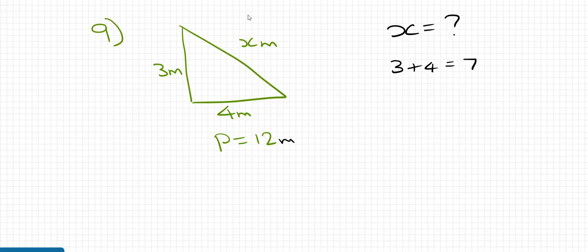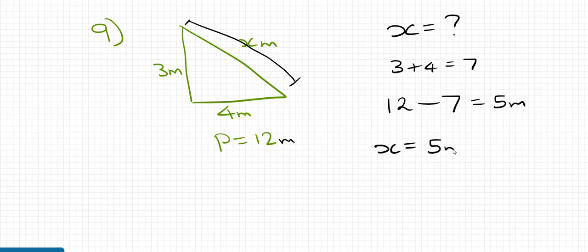And if the whole thing is 12, how can I work out what this part is? Well, all I've got to do is go, if I know the whole thing is 12 meters, if I just go 12 take away that 7, it will leave me with this length here. So what is 12 take away 7? 12 take away 7 is 5. So that means X is equal to 5 meters.